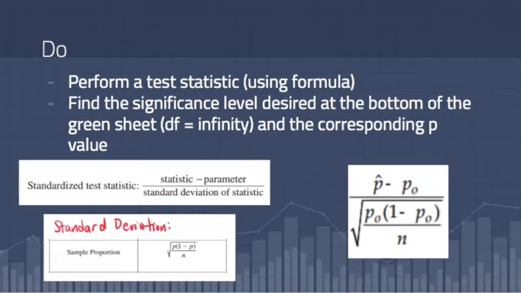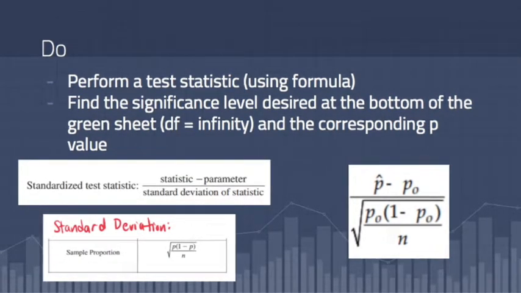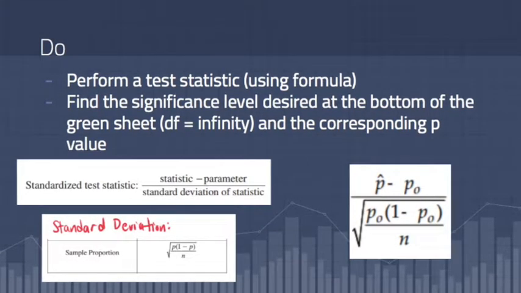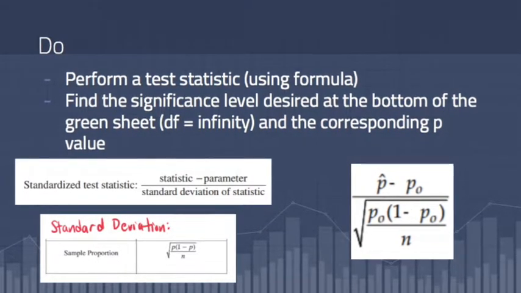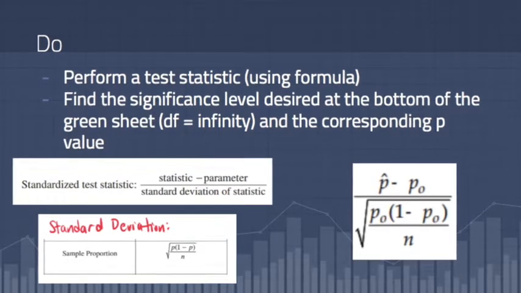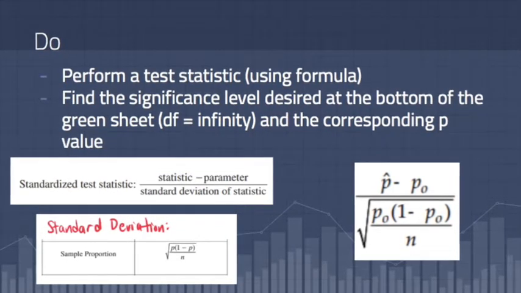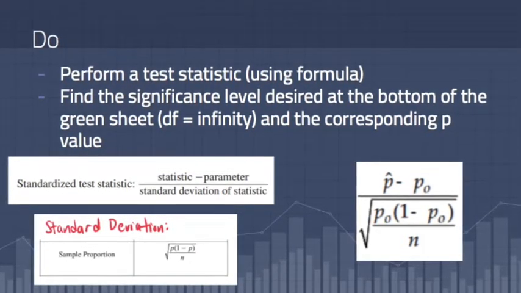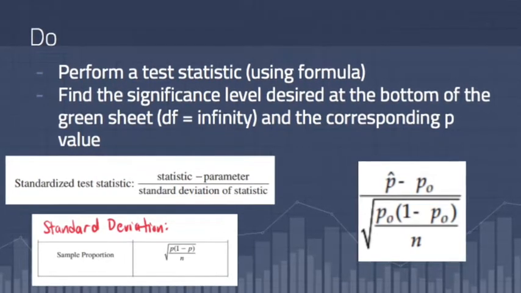For the do portion, plug in values from the formula earlier to get your p-value. Though you can write down the general formula, it is not necessary. Note that the formulas on the left only give the standard deviation of the sample. You'll still need to plug the value you get from that into the standardized test statistic to get your p-value.